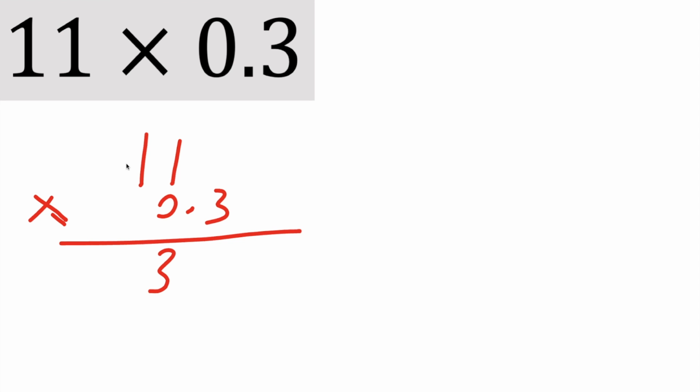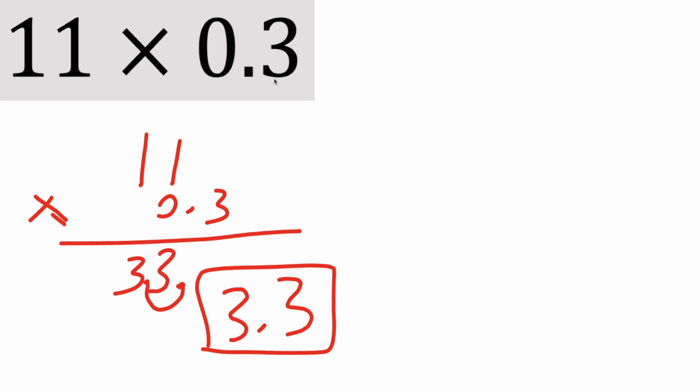So we have 11 times 0.3. Put a little line. So what we're going to do is simply multiply. So 3 times 1 is 3. 3 times 1 is 3. And in reality, we have a decimal here, so our decimal is right here. But if you notice, it goes 1 to the right. So in order to solve this problem, you have to go 1 to the left. And so our answer would be 3.3.